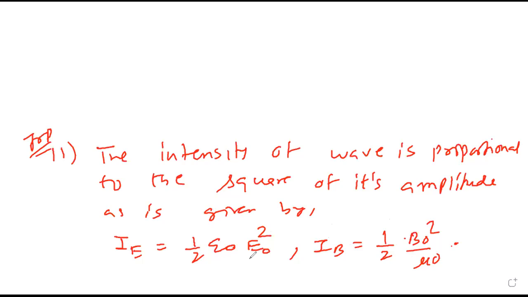Write this formula. Intensity is proportional to the square of amplitude and is given by half epsilon naught E naught square, and for the magnetic one similarly. I means intensity here, E is electric field. I means intensity, B is magnetic field. Write this too. Directly they can ask in JEE, find the intensity if the equation is given. So from the equation you can get E naught, and epsilon naught is constant.